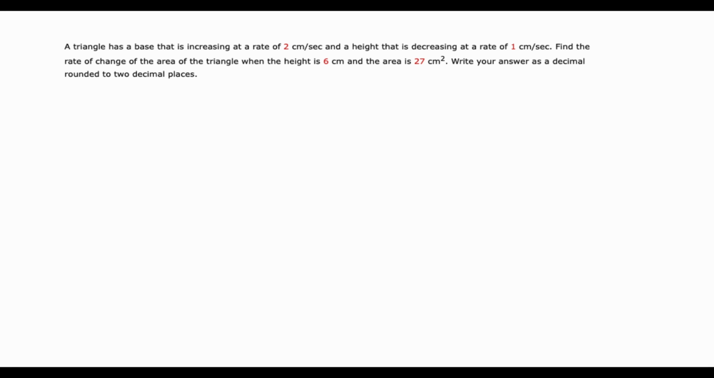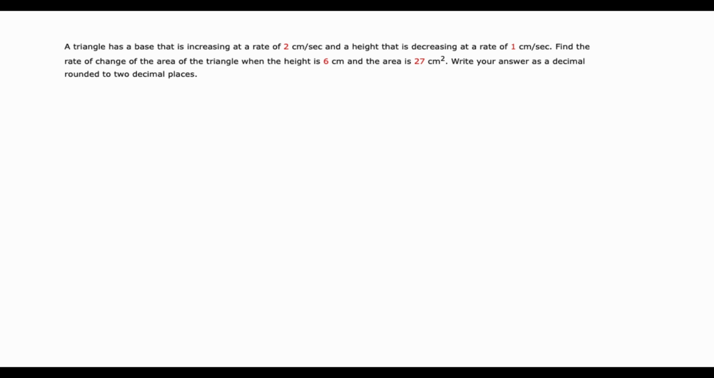So this one says, a triangle has a base that is increasing at a rate of 2 centimeters per second, but its height is decreasing at a rate of 1 centimeter per second. Can we find the rate of change of the area of the triangle when the height is 6 and the area is 27 centimeters squared?